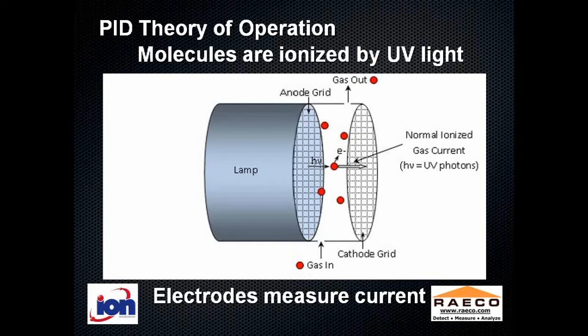And so these charged particles then move to the anode and cathode and get measured in an electrometer. Simply, the concentration of the gas is proportional to the electrical current, or the other way around. The current is proportional to the concentration of gas for the most part.